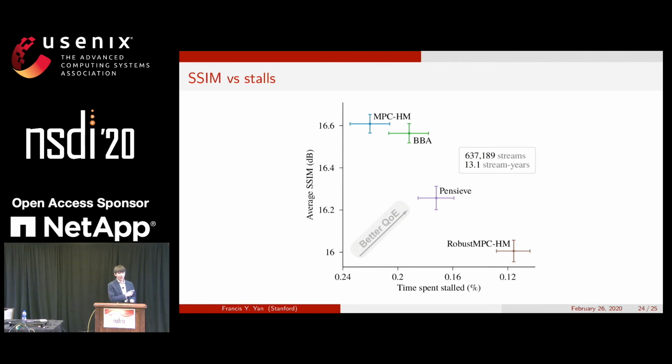Once again, let's come back to this figure that shows average video quality versus stall ratio. And Fugu is here. It's the only scheme that outperformed BBA in both stalls and quality. Its quality variation is also the lowest among all the schemes, but we are not showing that in this figure.